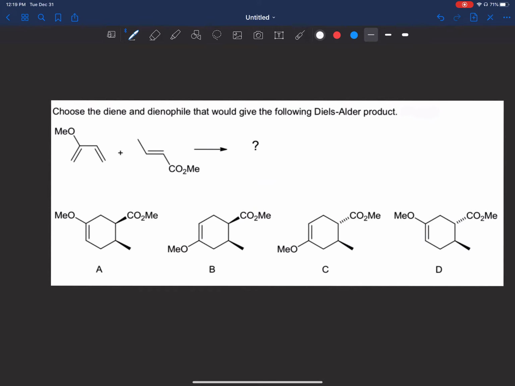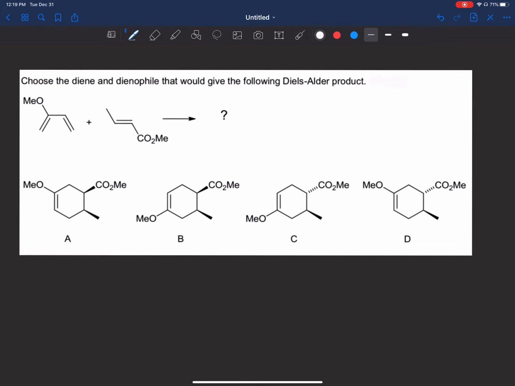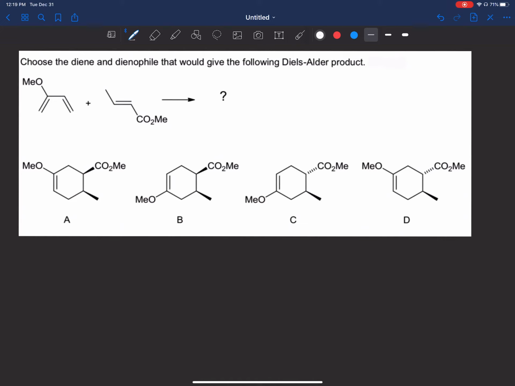One more. Choose the diene and dienophile that would give the following Diels Alder product. All right? That's actually weird. Disregard the question because it's asking to choose a diene and dienophile when they've given it to you. So all we're going to do is just find the major product.